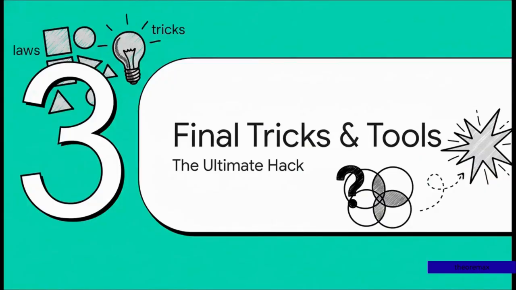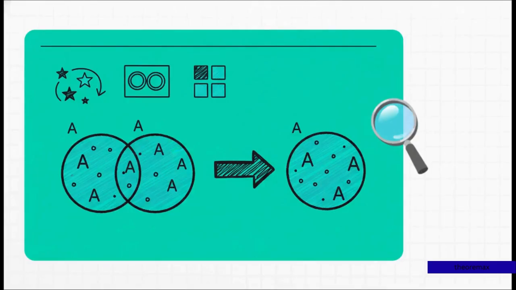All right, to round things out, let's just blast through a couple more simple laws, and then I'm going to give you the ultimate hack for when you get truly stuck on a proof. The idempotent law. The name sounds way more complicated than the idea. It's simple. Combining a set with itself doesn't change anything. I mean, think about it. A set is just a collection of unique items, so taking the union of A with itself doesn't add any new items. It's still just A.